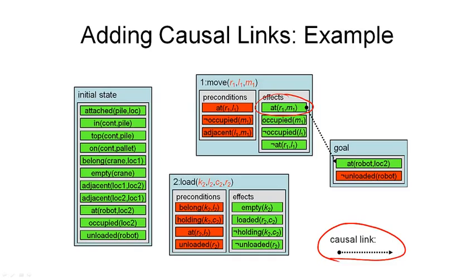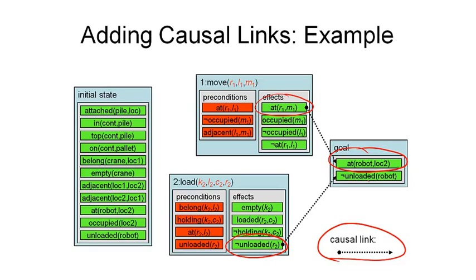Note that with the addition of this causal link, I've changed the color of this goal to green, because this goal is now supported by a causal link, which means it is achieved by an action that is in our current partial plan. Similarly, when I added the second action, this has an effect not unloaded that can be used to support the other goal, and I can simply add a causal link to support this goal. Again, the color changes to green because it is now supported.